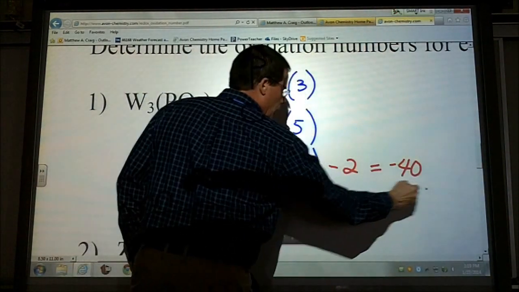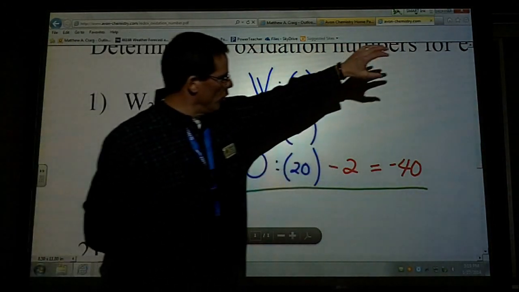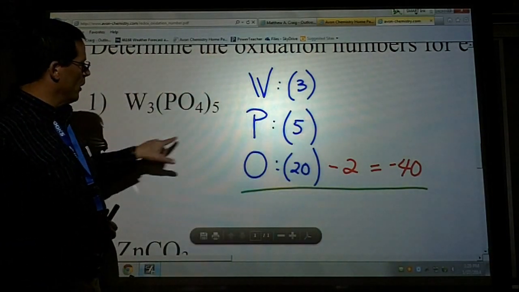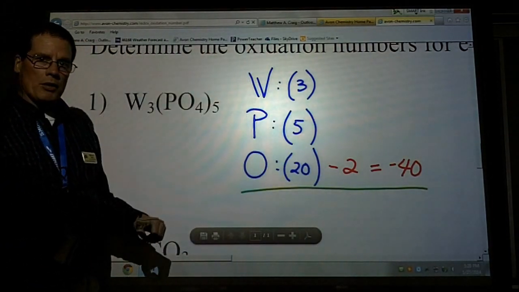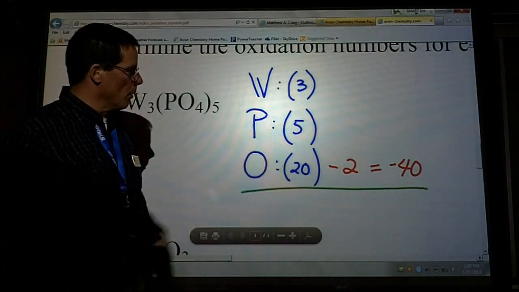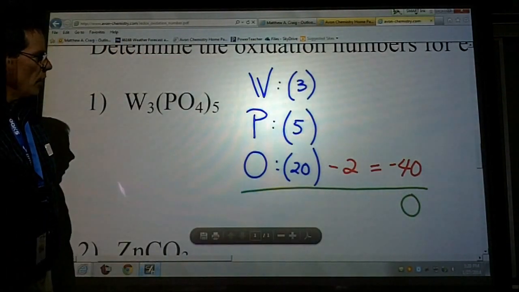Now keep in mind, all of these elements with their charges, when I have all the full charges here, this whole thing will equal 0, because we always want to make sure that we balance this out so that the metal plus the non-metal equals 0. So we're always going to balance those charges. Okay, so we know the charge on the oxygen.